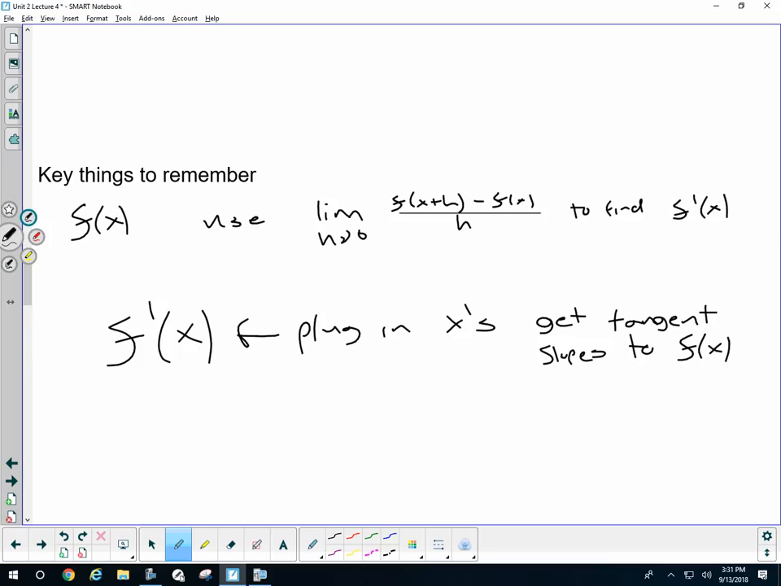Now, if we want points on a tangent line, we'll plug x's into f to get points on our function, which will be locations that tangent lines pass through.